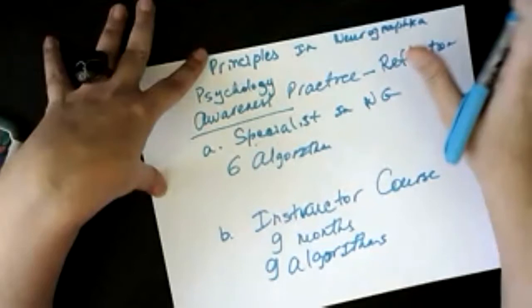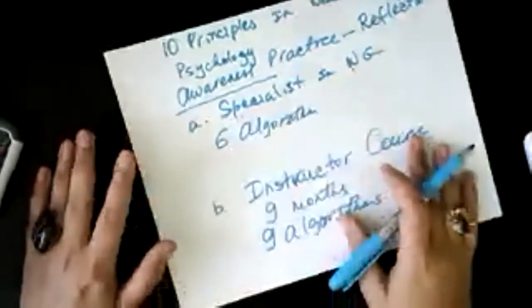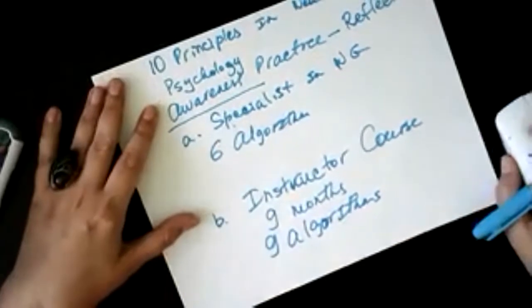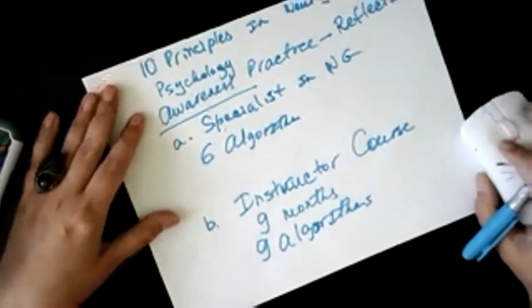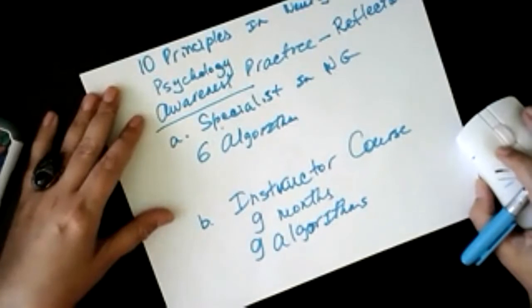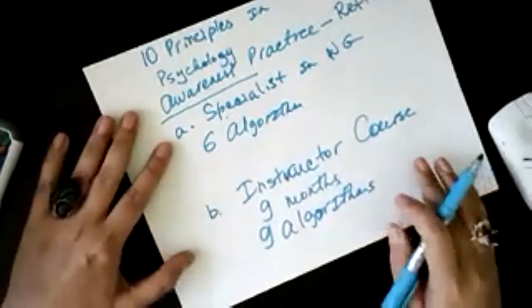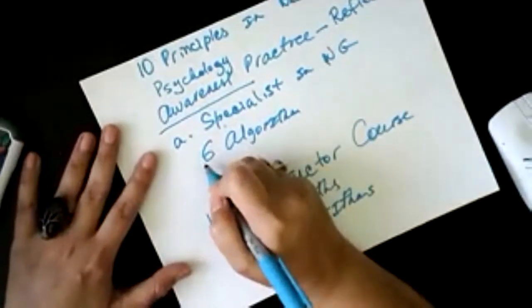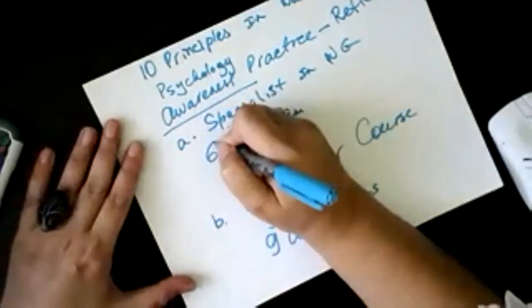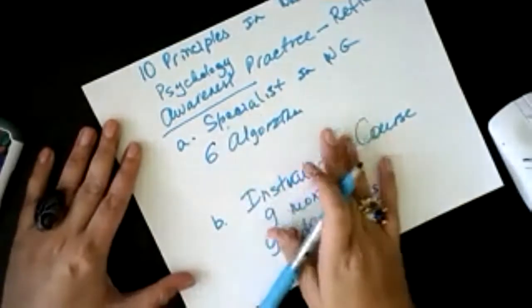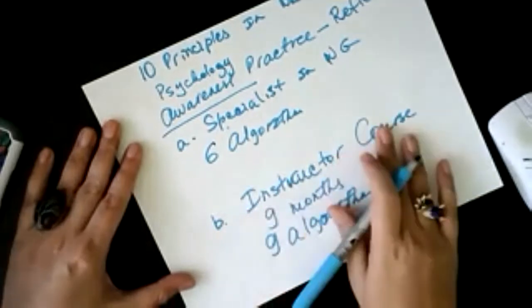So when you become a specialist in Neurographica, you get the 6 new algorithms. Plus, you will get the right to use the 4 algorithms you learned in the basics course with your clients, for personal professional purposes only. Again, you cannot teach to others until you become the instructor.